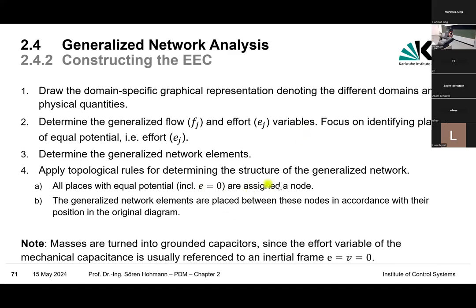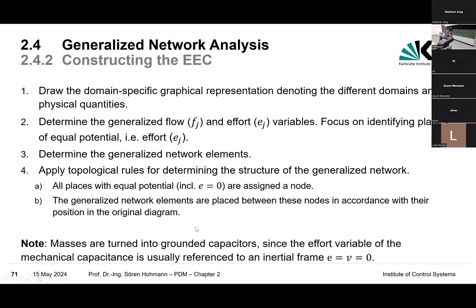And then you simply apply topological rules. Important: places with equal potential, including equal to 0, are assigned a node. Please do that, even if it seems overly complex, it's not. It helps you to put all elements in between. And then please put the elements in between in accordance with their position in the original diagram. This sometimes seems a little bit strange.